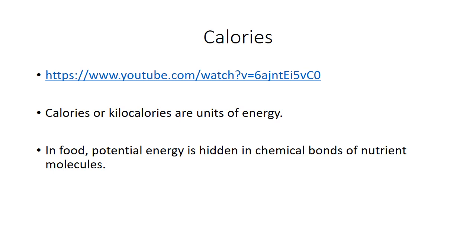And in food, there is potential energy hidden in chemical bonds of nutrient molecules. Different foods have different amounts of this potential energy. There's a piece of red meat that contains a lot of molecules that have chemical bonds, and when these chemical bonds are broken down, a lot of energy is released. So we say that red meat is highly caloric food. Butter is highly caloric food. Bacon, etc. They are very highly caloric foods.